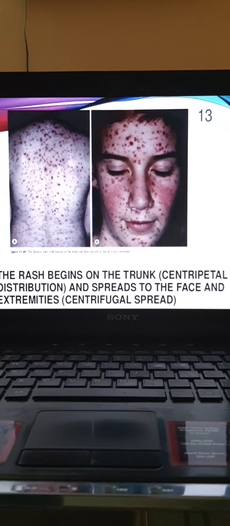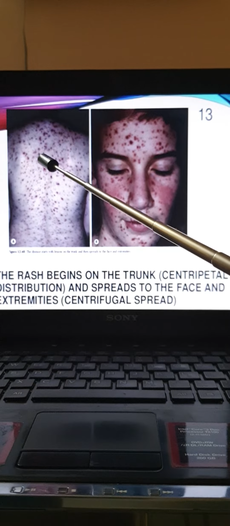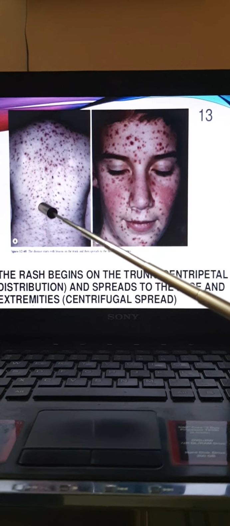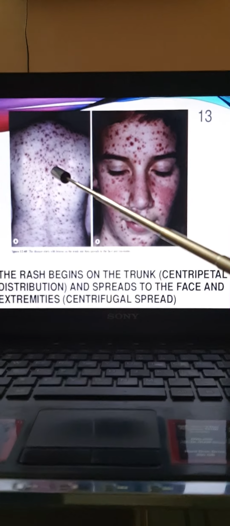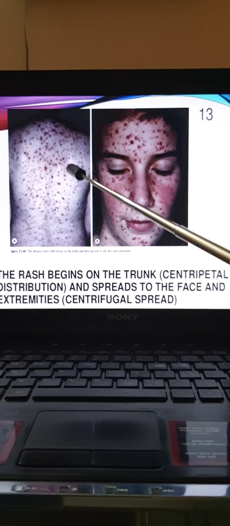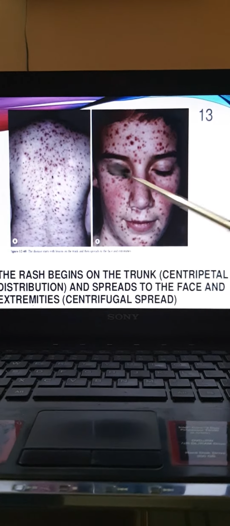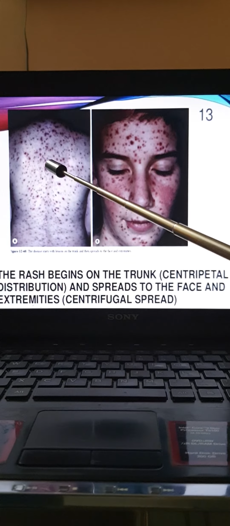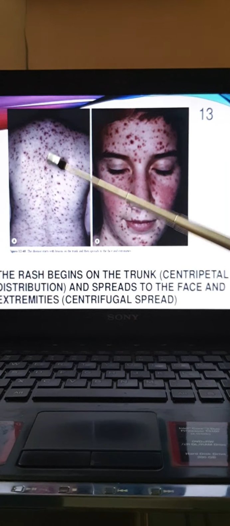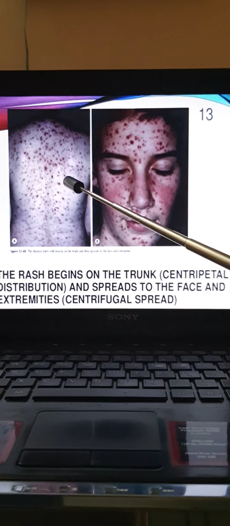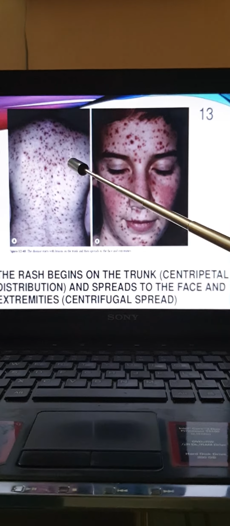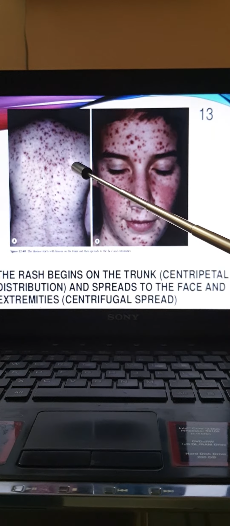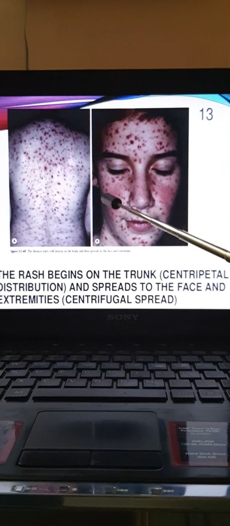You can see the rash. The rash is centripetal and bilateral. You can see it is centripetal in distribution, so it starts from the trunk and then goes to the face, and then it can spread further. But usually it spares the soles and palms, and the axilla is involved, but it spares the extremity and involves the flexor aspect.